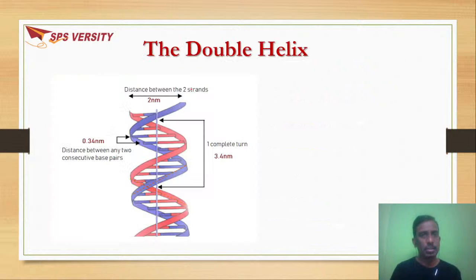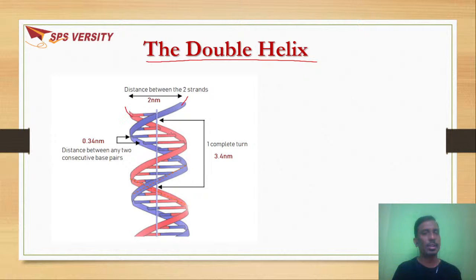After doing analysis of DNA, based on the Franklin X-ray diffraction method, Watson and Crick proposed the double helix model of DNA. Why is it called double helix? Two strands are there which are intertwined with each other. So this is one strand, this is one strand.